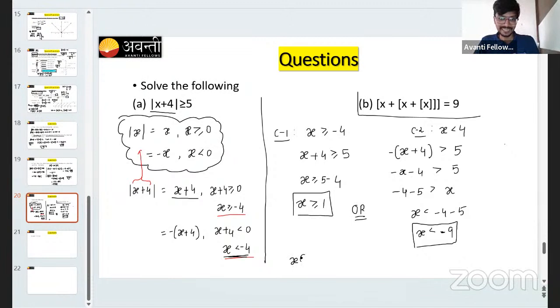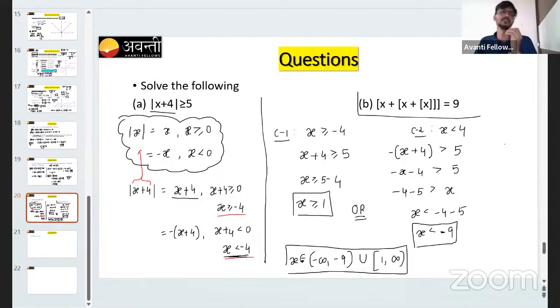So I can write x belongs to -9 से कम, means minus infinity to -9 union 1 से ज्यादा. 1 पे कैसा ब्रैकेट आएगा? Square bracket. 1 to infinity. So my final answer will be this. That is, x belongs to -infinity to -9 union 1 to infinity.